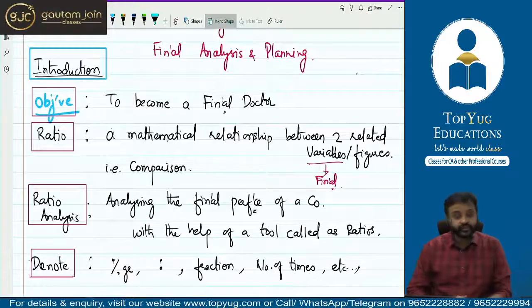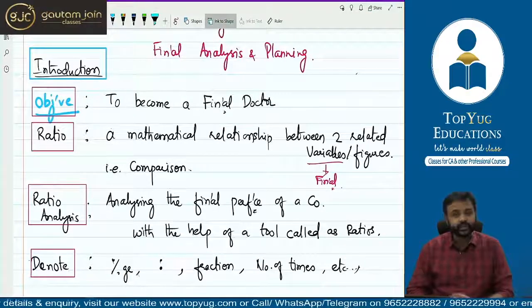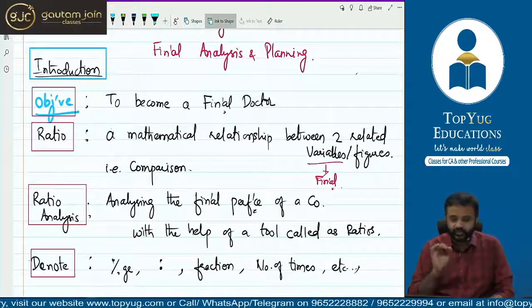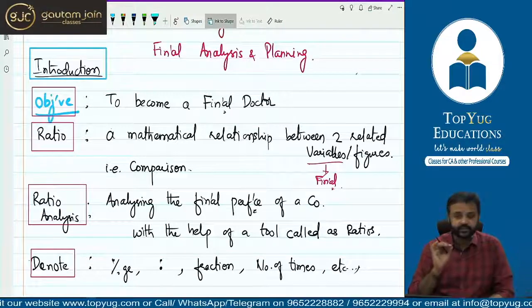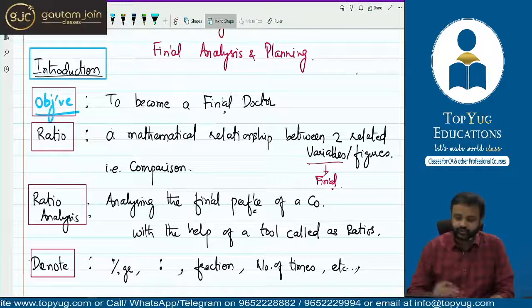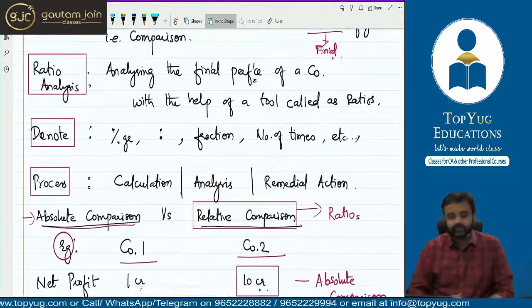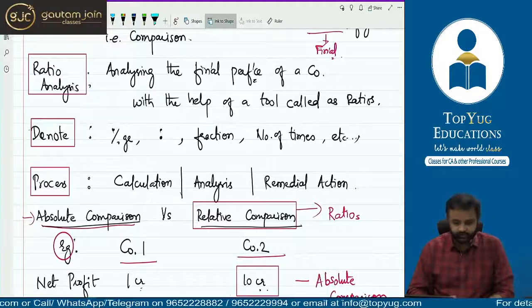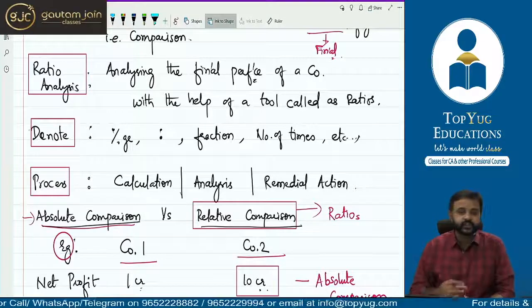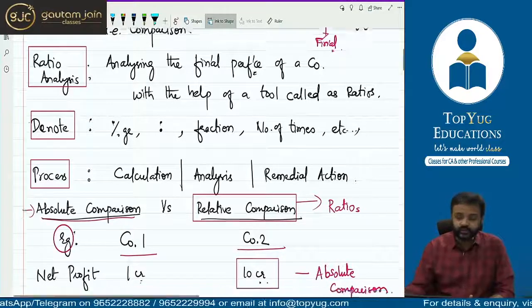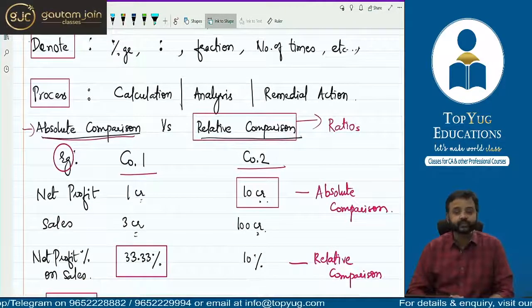Then what is ratio? So we said it's a mathematical relationship between two related variables, two related figures, right? And which figures are we talking about here? The financial figures, right? That's ratio. So it's a comparison. It's a mathematical relationship between two variables. That's ratio. Ratio analysis, as you know, it's not just calculating ratios, but analyzing the financial performance with the tool called ratios. How do we denote these ratios? So we said there are different ways, like percentage, fraction, or maybe number of times. These are some of the ways which we have said will be used.